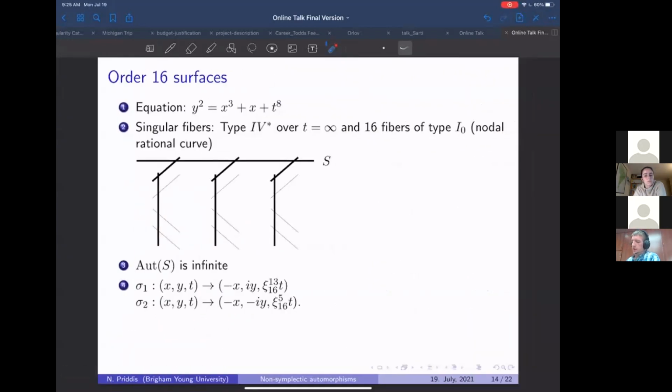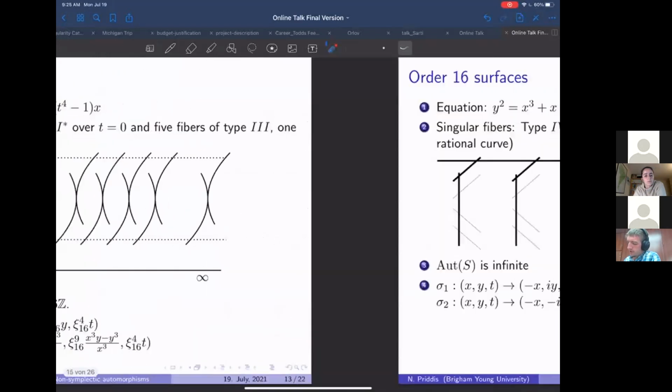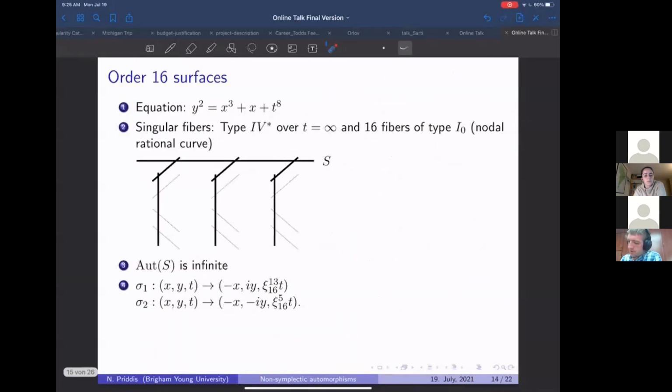This one I didn't draw, I didn't have a very good drawing for it, unfortunately, but let me just mention what's going on here. Here's the equation again. You can read it, x cubed plus x plus c to the 8th. What do we have for singular fibers? We have a type 4 star. So a 4 star is these black, dark curves. That's what a 4 star looks like over infinity.